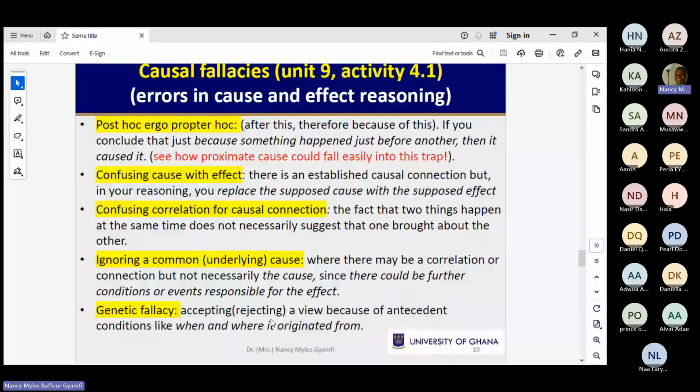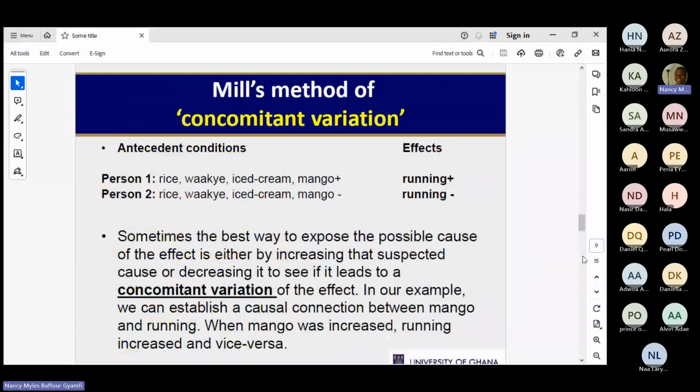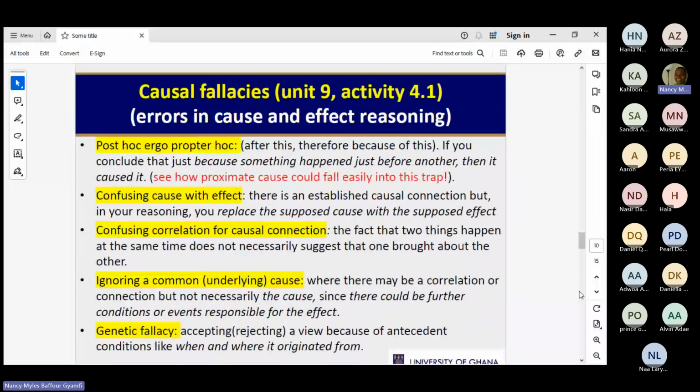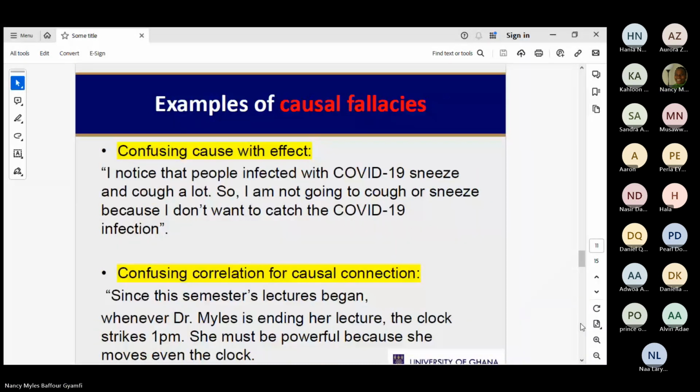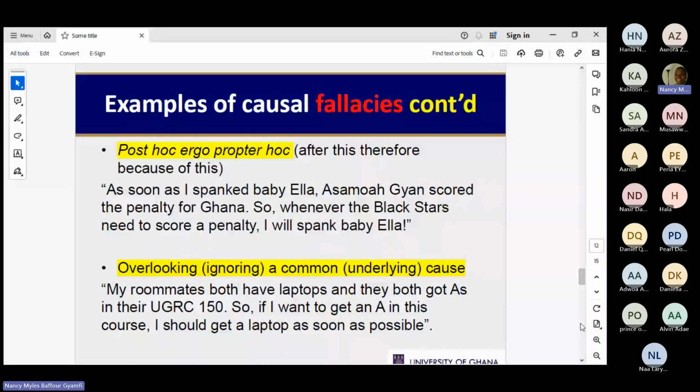So I will project it for you. I've shared the slide on your platform, but I can project it again. Yes, it is one of it. So we are saying that the speaker is ignoring something that the two people are doing. That's the example on your screen now, the second one. He's overlooking something else that is causing the A's. All he's emphasizing is the fact that they have laptops, but there might be something in addition to having the laptop that is bringing about the A's.